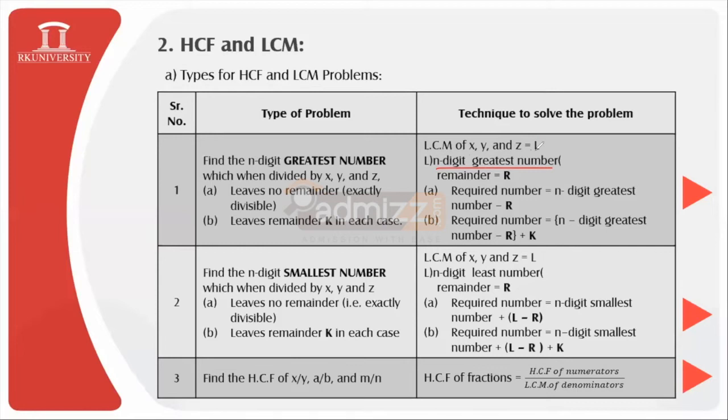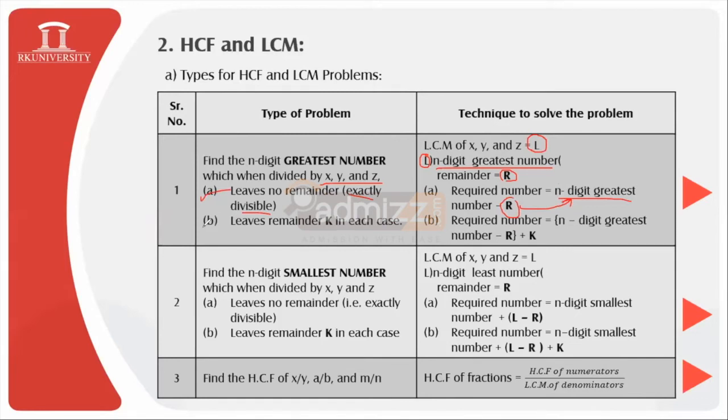Now the LCM value which we have found from the LCM of these three numbers, we will keep as a divisor, and then we will do the division and obtain a certain remainder value over here. Make sure the remainder value is assigned a variable r. No need to assign a variable, this is just for your reference. Then, if it is a case of exactly divisible, we need to subtract this remainder value from this n-digit greatest number, which in our case is 99,999, to obtain our final answer.